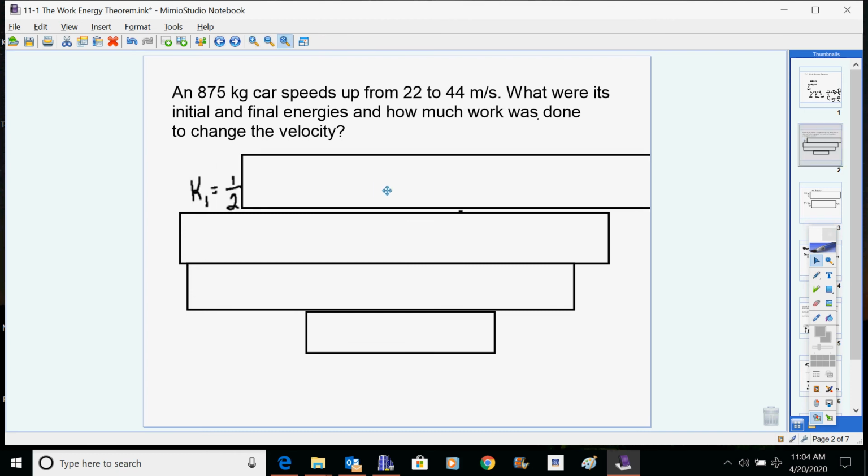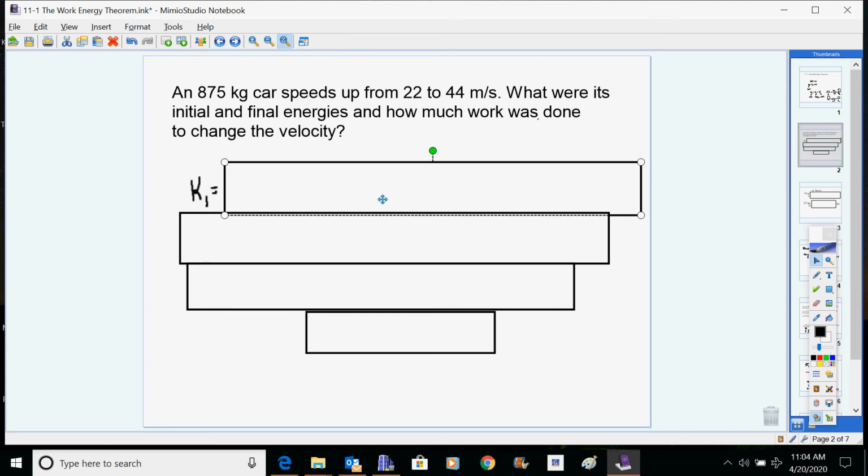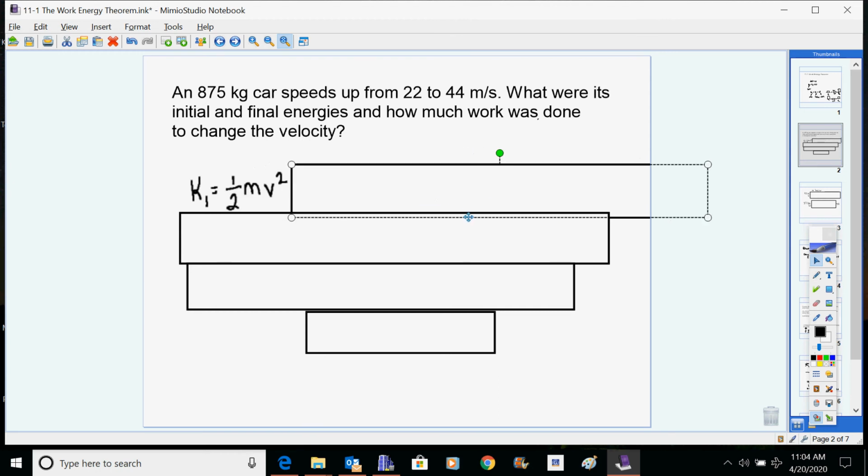Okay, so the first kinetic energy, if you remember the formula for that from other chapters, is 1/2 mv squared. And if you don't remember that from other chapters, please write it down. Kinetic energy is 1/2 mv squared. It does involve mass, it does involve velocity, just like our momentum does, except this one uses the velocity twice.